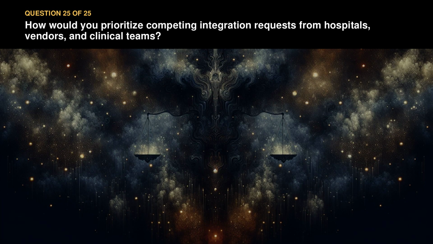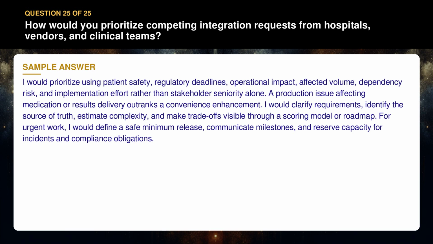Question 25. How would you prioritize competing integration requests from hospitals, vendors, and clinical teams? I would prioritize using patient safety, regulatory deadlines, operational impact, affected volume, dependency risk, and implementation effort rather than stakeholder seniority alone. A production issue affecting medication or results delivery outranks a convenience enhancement. I would clarify requirements, identify the source of truth, estimate complexity, and make trade-offs visible through a scoring model or roadmap. For urgent work, I would define a safe minimum release, communicate milestones, and reserve capacity for incidents and compliance obligations.